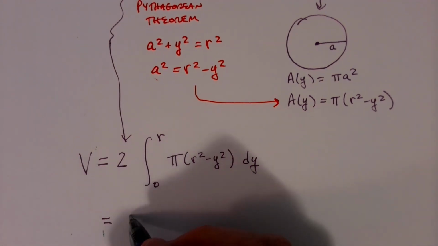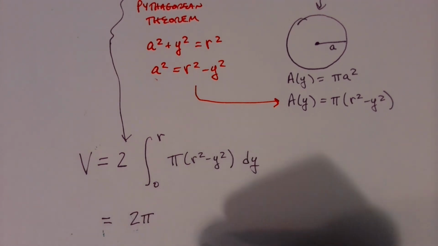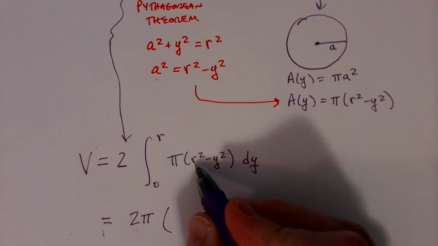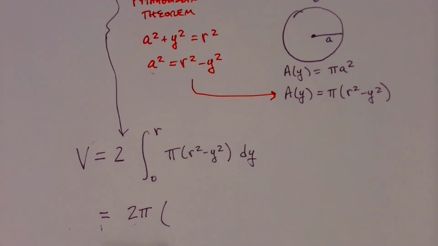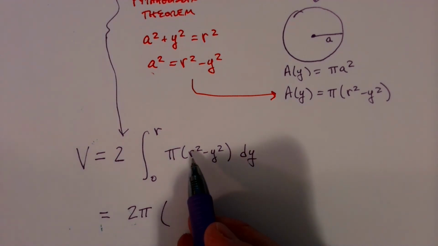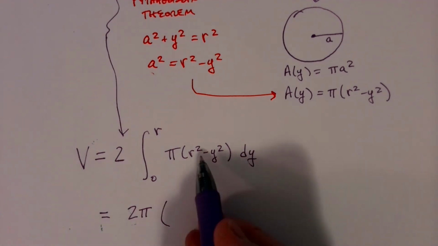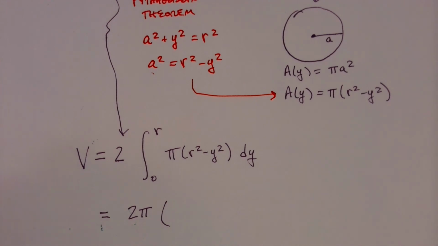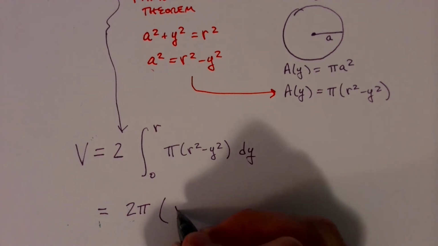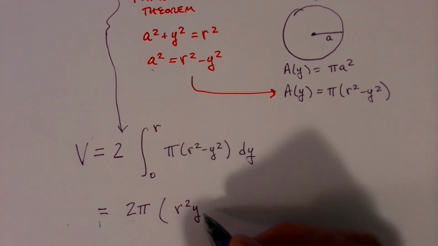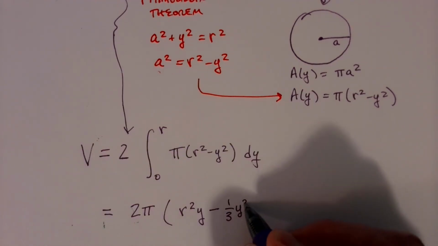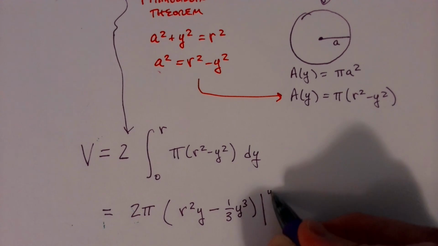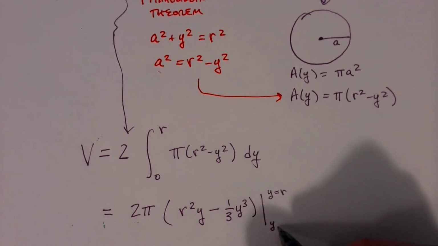This pi can come out, so there's 2 pi. And what's the antiderivative of r squared with respect to y? Remember, r is a constant. So say the sphere's radius was 10. 10 squared would be 100. What's the antiderivative of 100 with respect to y? It's 100y, right? So it's whatever r squared is, times y. And then what's the antiderivative of y squared? That is a variable now, right? That's 1/3 y cubed. And we're evaluating from y equals r to y equals 0.